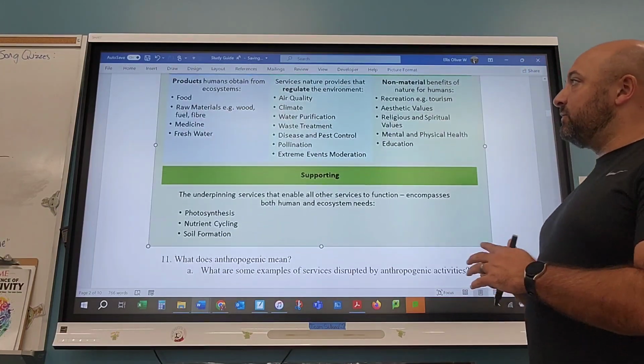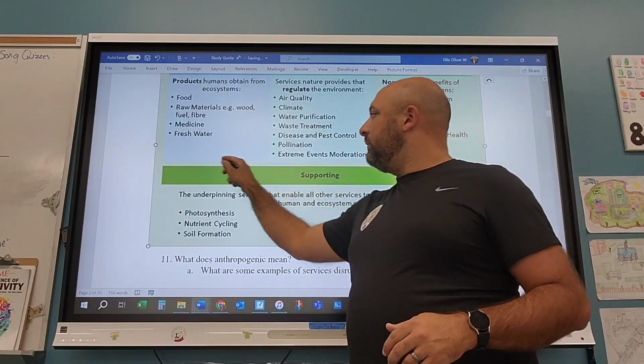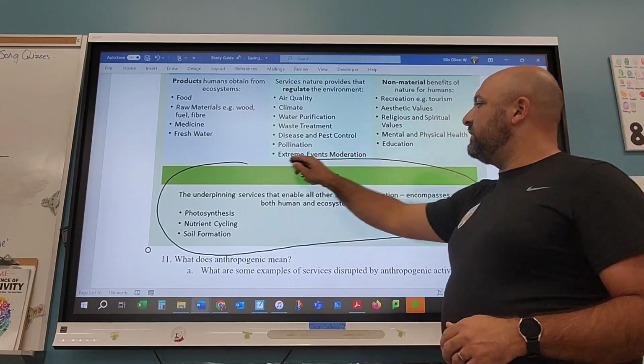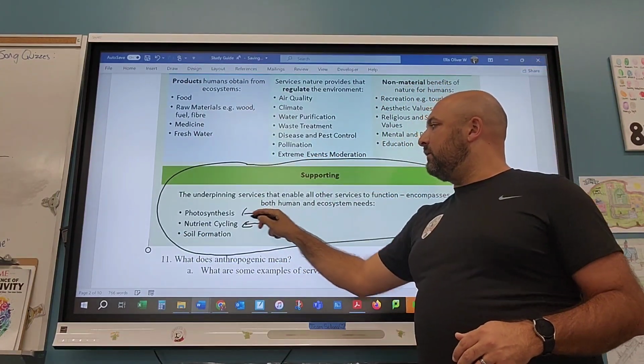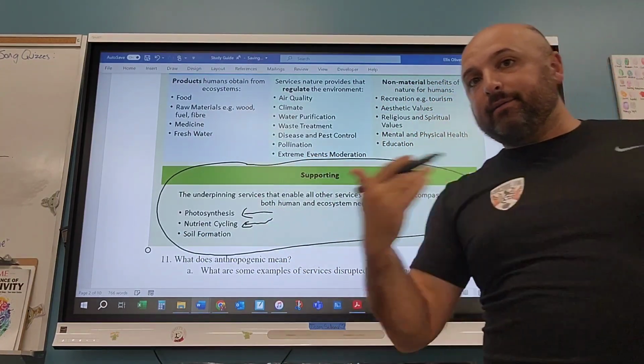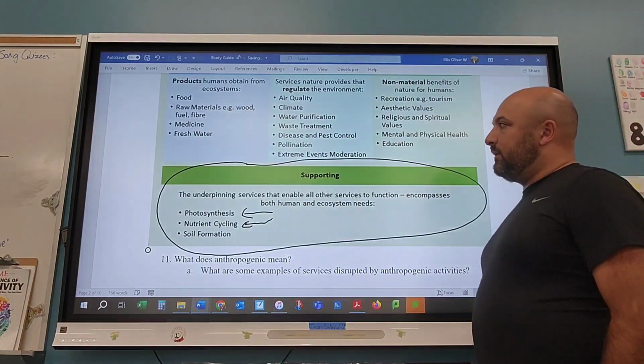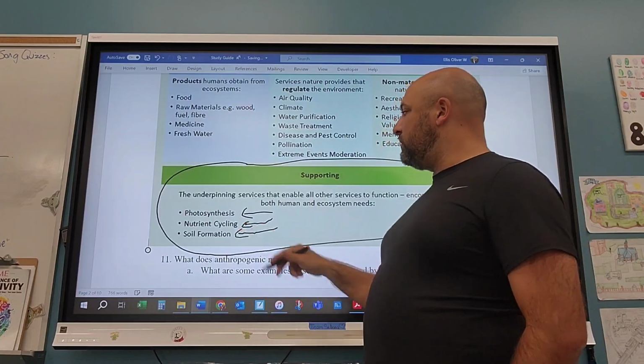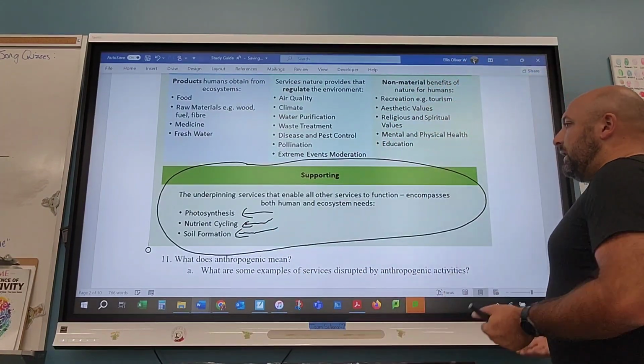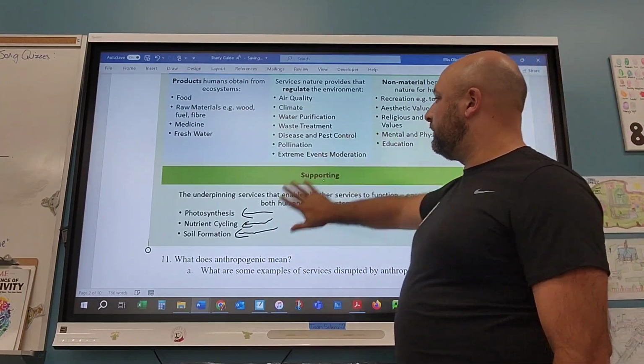And of course here we have supporting, which is the other one people tend to struggle with. So right here, it's really about photosynthesis and the biogeochemical cycles, like the nitrogen, phosphorus, hydrologic and carbon cycles, all that stuff. All right, and the soil formation, right? The things that support life growing and continuing.